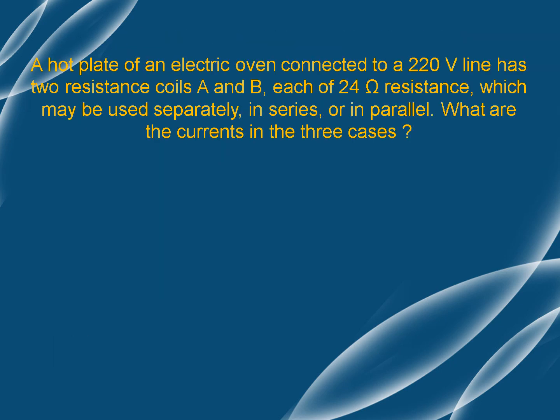A hot plate of an electric oven connected to a 220 volt line has two resistance coils A and B, each of 24 ohm resistance, which may be used separately, in series or in parallel. What are the current in the three cases?